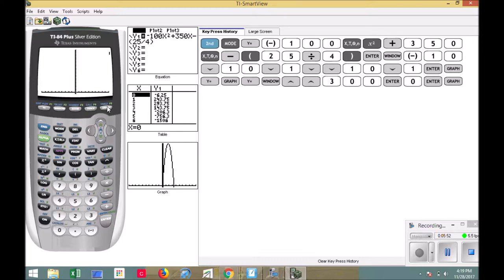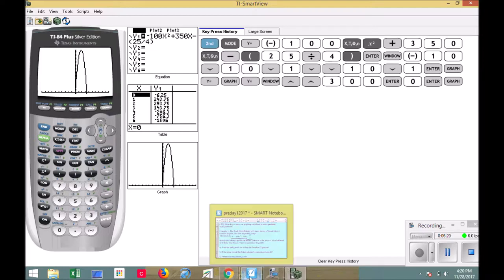Now my goal is to see the entire parabola on the screen, which I can now see. Okay, I can see the whole thing. So once you have the whole parabola on the screen, then you have the window set appropriately. If I was still unable to see the whole parabola, then I would go back to my window and I would again adjust either the x min or max, the y min or max until I can see the whole graph on my screen.